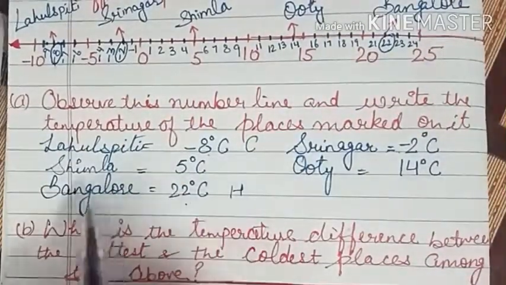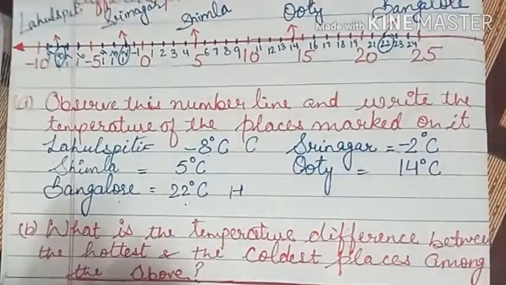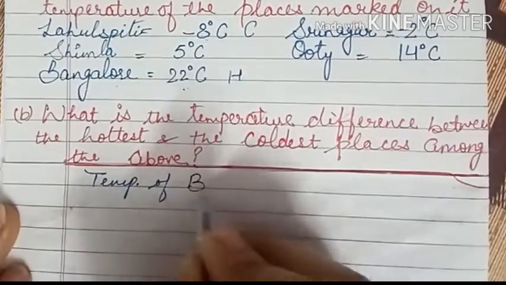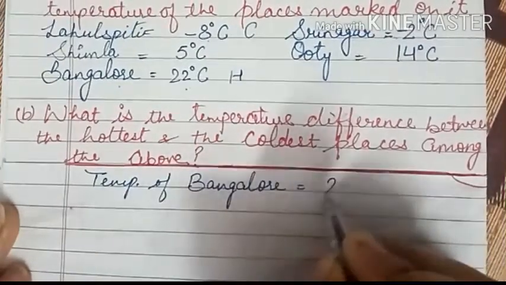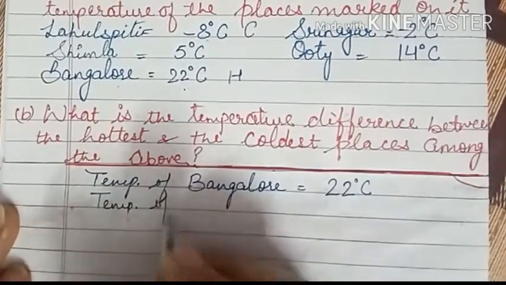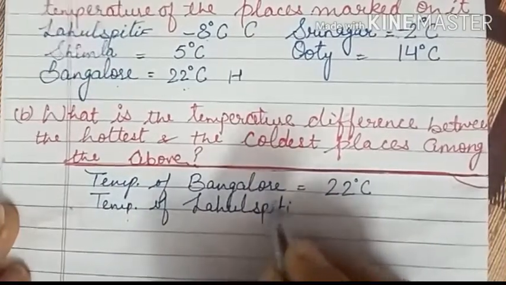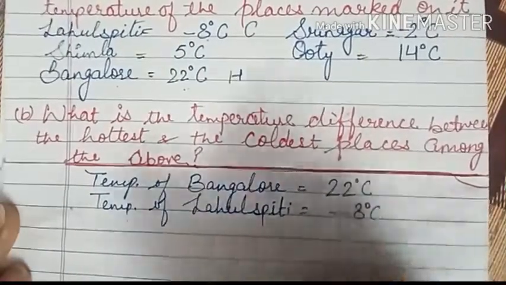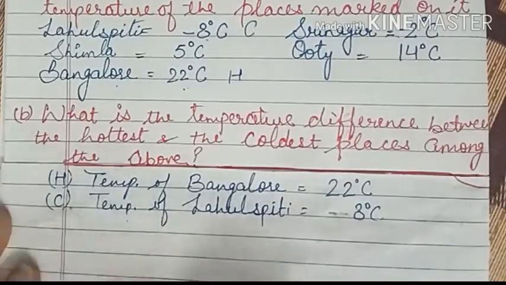So we will find the difference of Bangalore's temperature and Lahaul Spiti's temperature. So let's write temperature of Bangalore, that is 22 degrees Celsius, and same way temperature of Lahaul Spiti, that is coldest place, it is minus 8 degree Celsius. This one is the hottest place, this one is the coldest place.